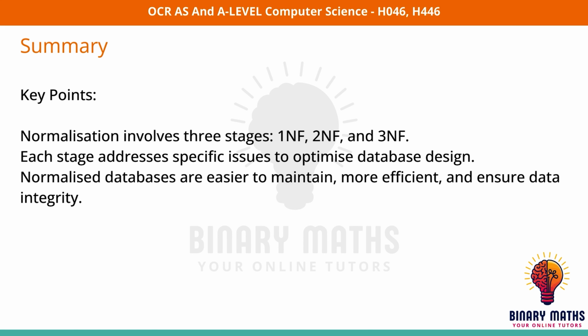So to summarize, normalization is a 3-step process that improves database design by eliminating redundancy, ensuring data integrity, and making the database easier to maintain. The 3 stages are first normal form, second normal form, and third normal form, each addressing specific issues in the database structure.